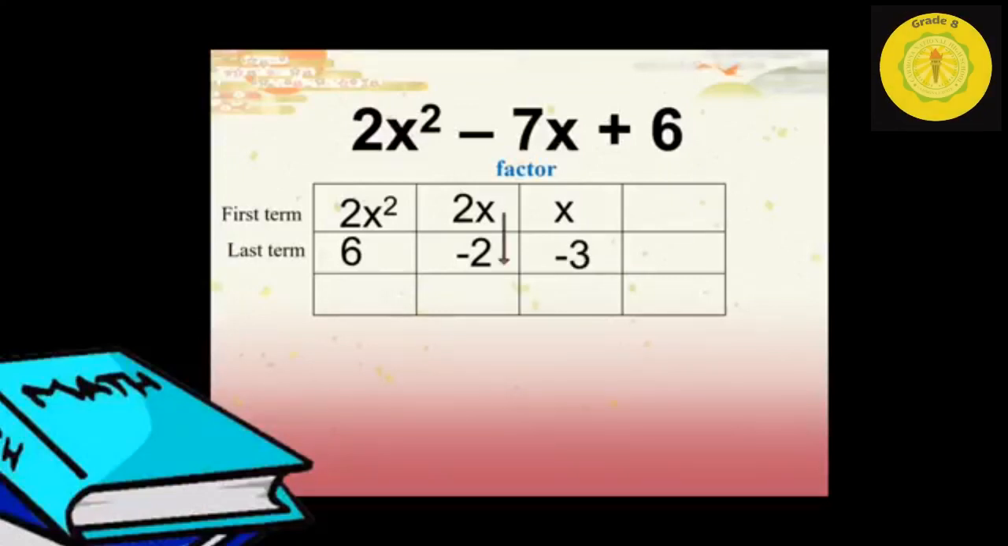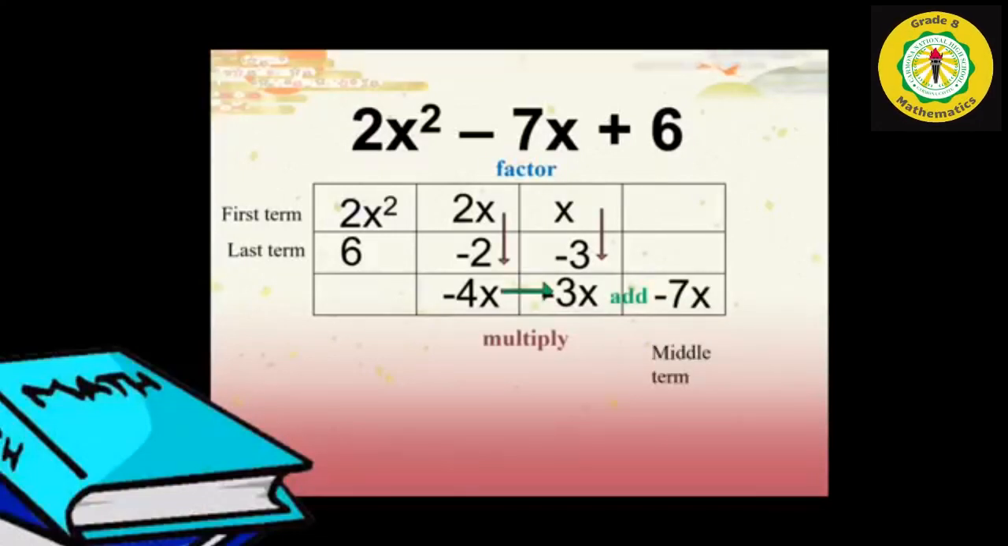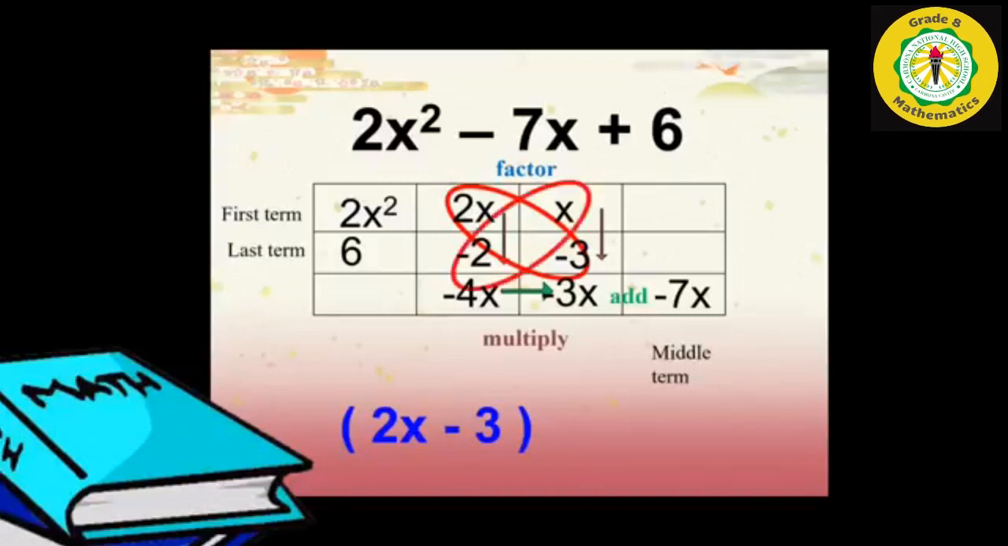Once we multiply the first term by the two factors, 2x times negative 2, we have negative 4x. X times negative 3, we have negative 3x. So if we add negative 4x and negative 3x, we will come up with the middle term, which is negative 7x. Now, let's write each factor in the pair as the last term of the binomial factors. So the quantity of 2x minus 3, and the quantity of x minus 2.